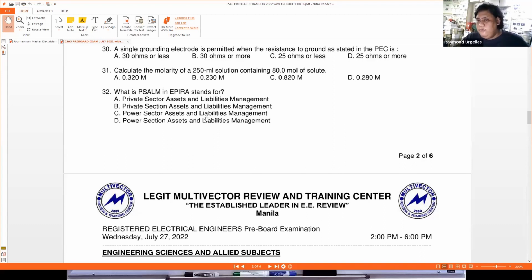That's all we need to remember, the power sector assets and liabilities management. But it is better to memorize everything in case the choices in the board exam are different. So again, power sector assets and liabilities management. That's letter C.